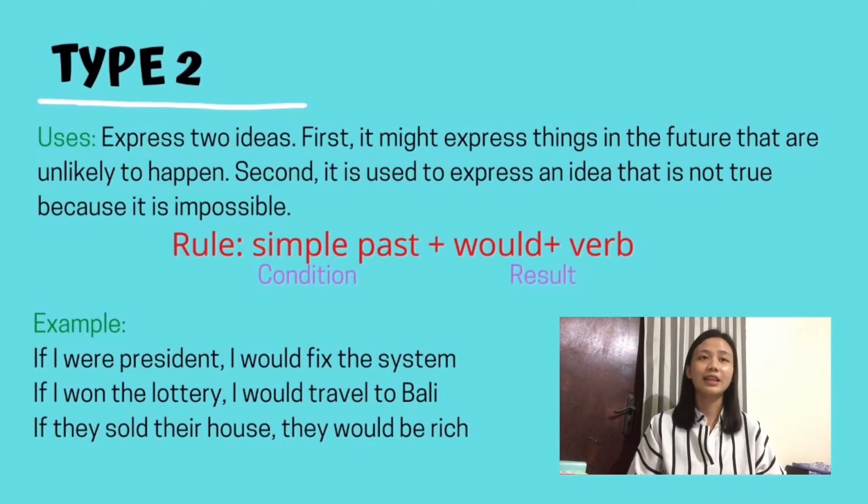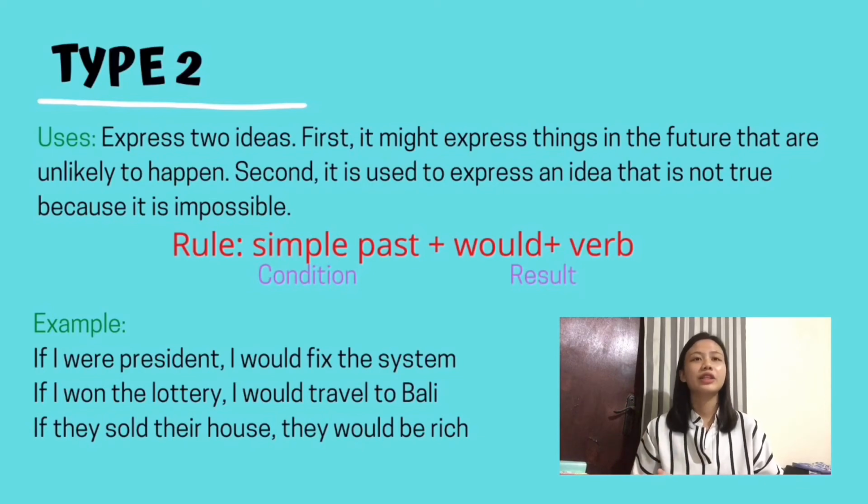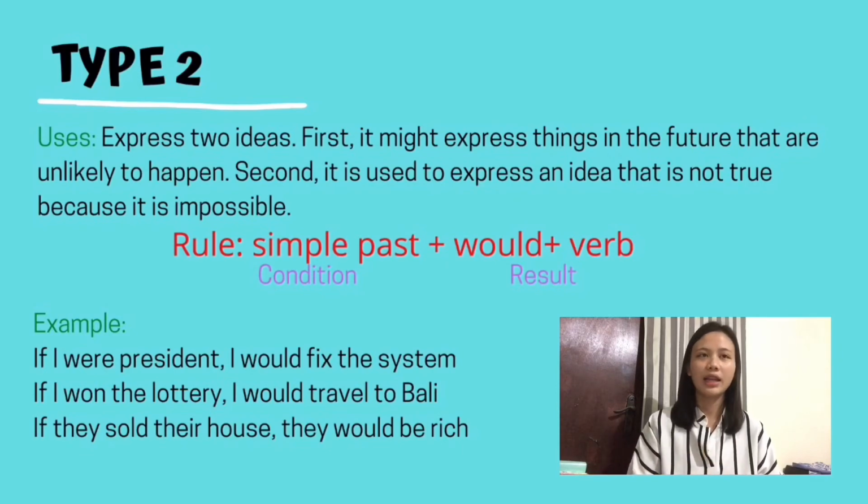A second conditional sentence is a sentence that can express two ideas. First, it might express things in the future that are unlikely to happen. Second, it is used to express an idea that isn't true because it's impossible. The dependent clause of the second conditional begins with if and uses the simple past tense. The independent clause of the second conditional uses would plus the base form of the verb. For example, if I were president, I would fix the system. If I won the lottery, I would travel to Bali. If they sold their house, they would be rich.